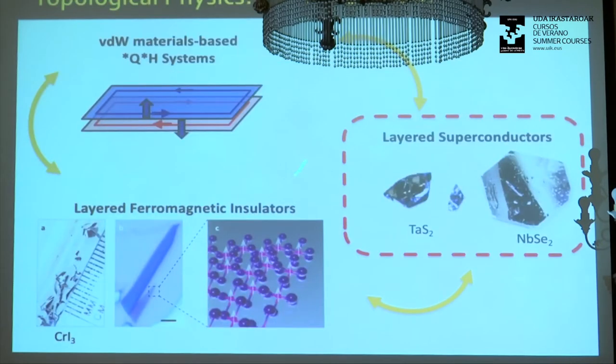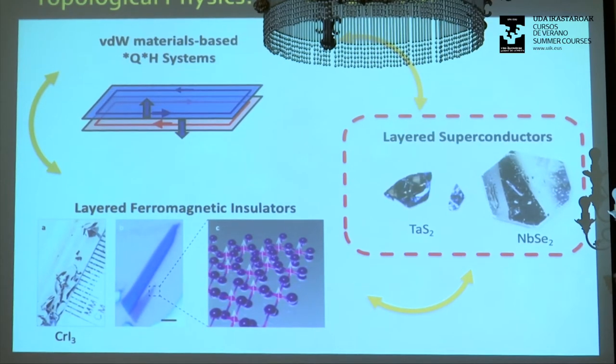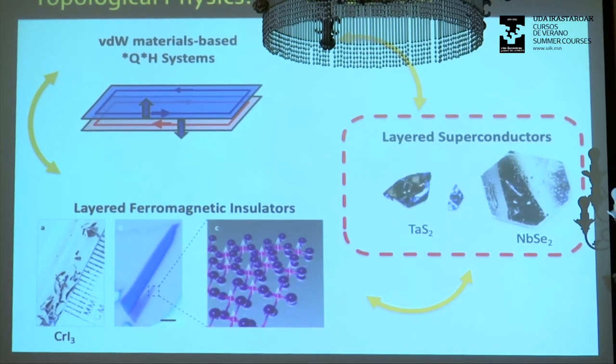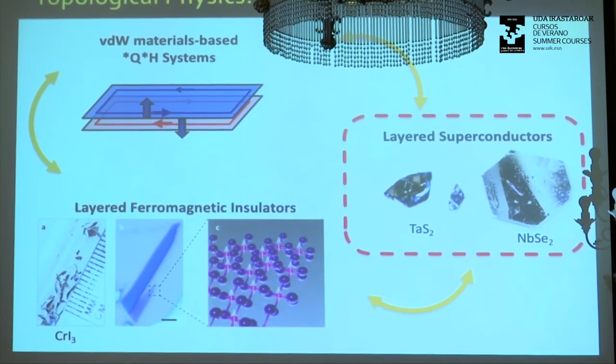Let me now tell you a bit about engineering topological systems with topological physics with Van der Waals heterostructures. Let me tell you a little bit about layered superconductors. Yeah? So there are many superconductors which are layered. Cuprates are layered. Niobium diselenide is layered. Tantalum disulfide is layered. Okay? And when you study them in ultra-thin format, they sometimes give you surprises.